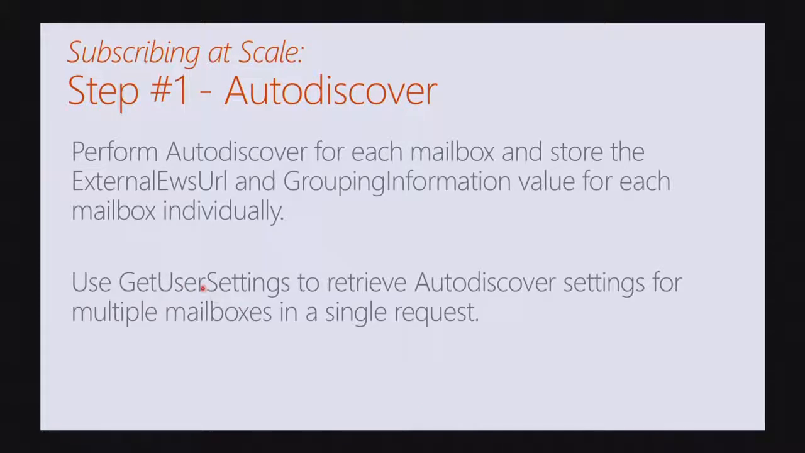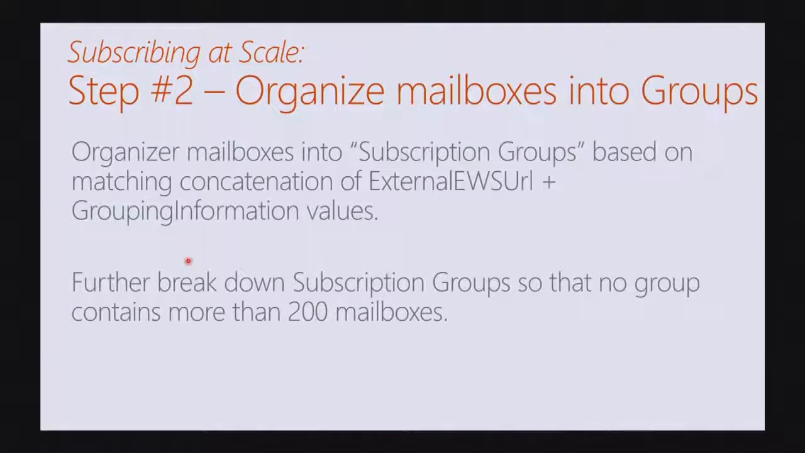You can use get user settings to retrieve, basically you don't have to do one autodiscover per every 10,000 mailboxes. You can group them together as a best practice. So first step is break down your group of mailboxes by this information.